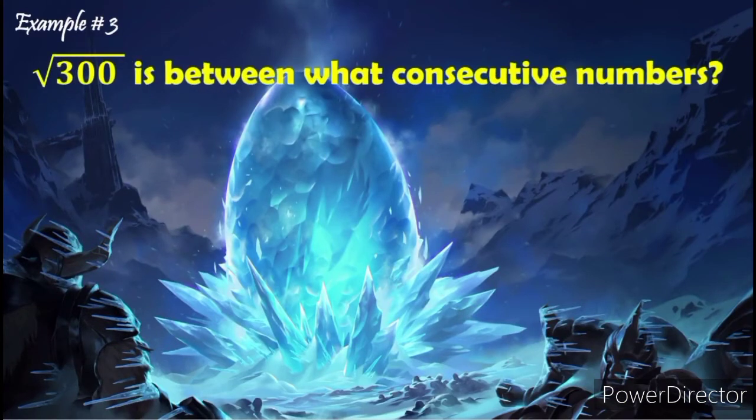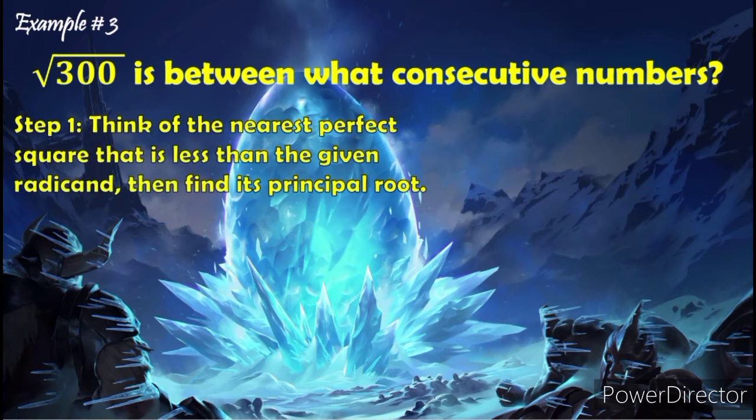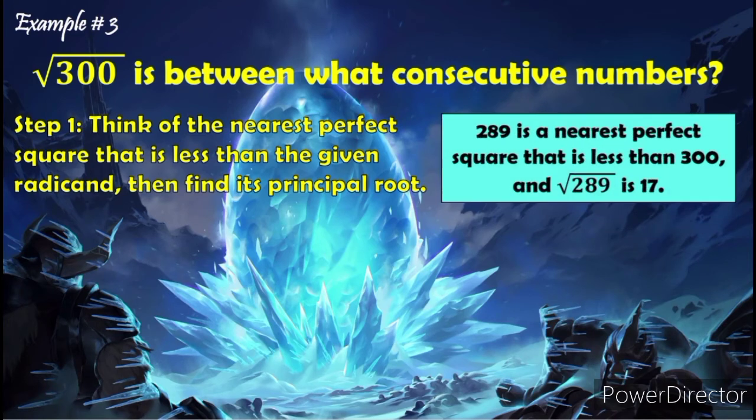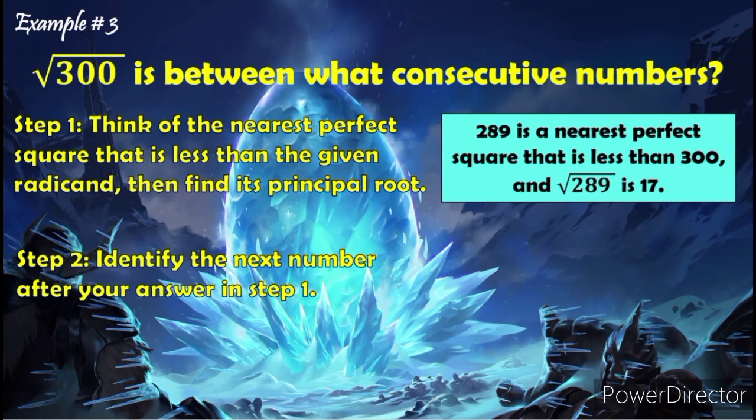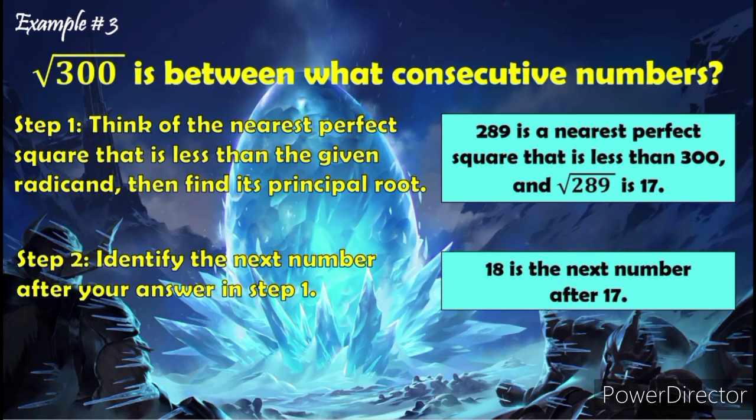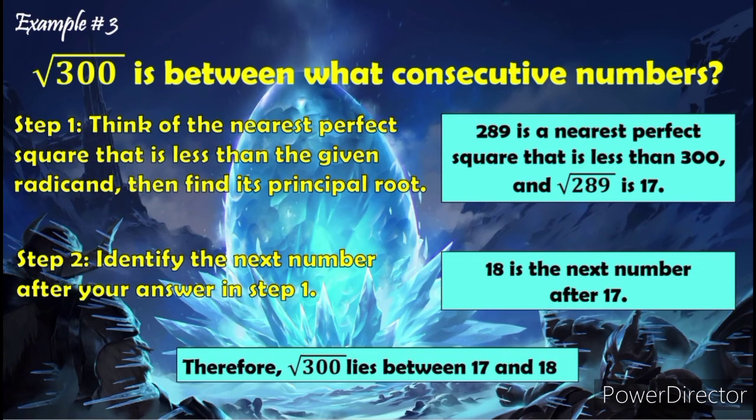Example number 3. Square root of 300 is between what consecutive numbers? For step 1, think of the nearest perfect square that is less than the given radicand. Then find its principal root. 289 is the nearest perfect square that is less than 300, and the square root of 289 is 17. Step 2. Identify the next number after your answer in step 1. 18 is the next number after 17. Therefore, the square root of 300 lies between 17 and 18.